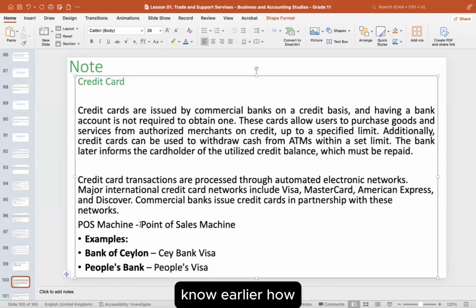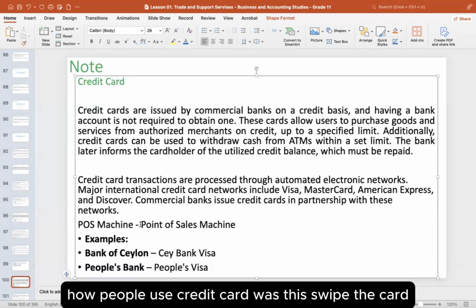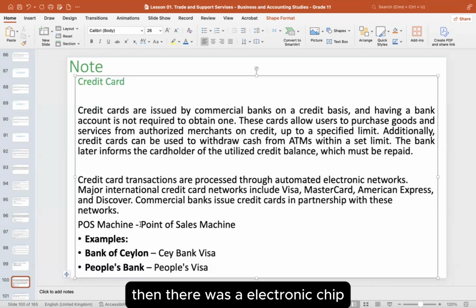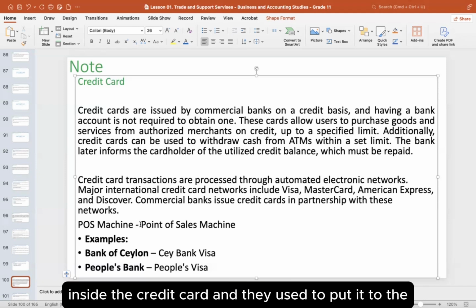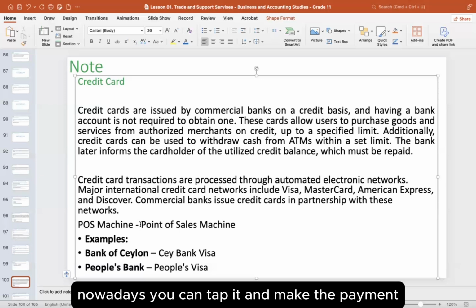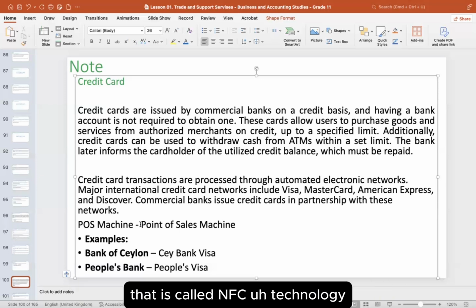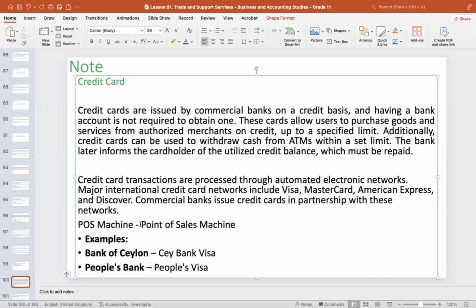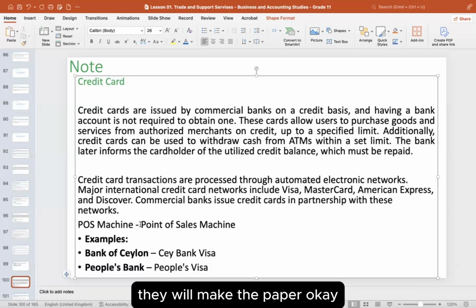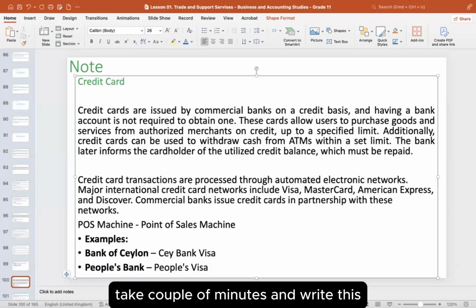Now earlier, how people used a credit card was they swipe the card. Then there was an electronic chip inside the credit card, and they used to put it into the machine. Nowadays, you can tap it and make the payment. That is called NFC technology. You can just tap the card, and then they will make the payment. Take a couple of minutes and write this.